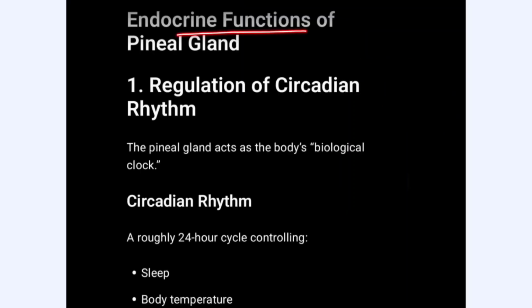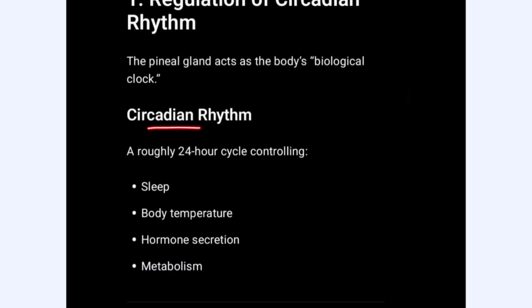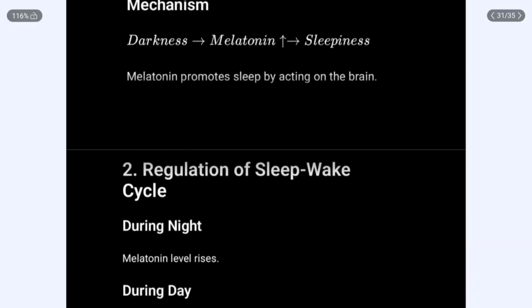What is the endocrine function of the pineal gland? Regulation of circadian rhythm. The pineal gland acts as the body's biological clock. What is circadian rhythm? A roughly 24-hour cycle controlling sleep, body temperature, hormone secretion, and metabolism. What is the mechanism? We have seen before that darkness increases melatonin secretion, which induces sleep. Melatonin promotes sleep by acting on the brain.